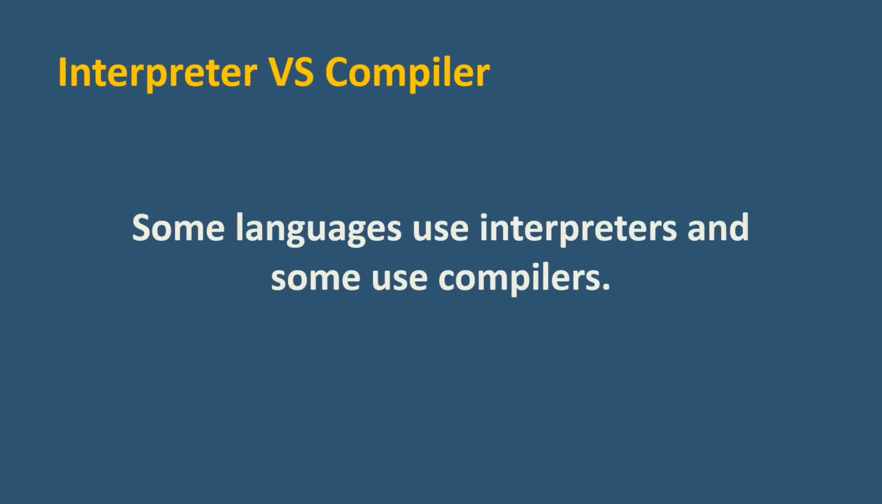You may have heard that some languages use interpreters and some use compilers. They both actually do the same job in the end, which is turning the code we wrote into a language the computer can understand. The key difference between an interpreter and a compiler is how they handle code execution.